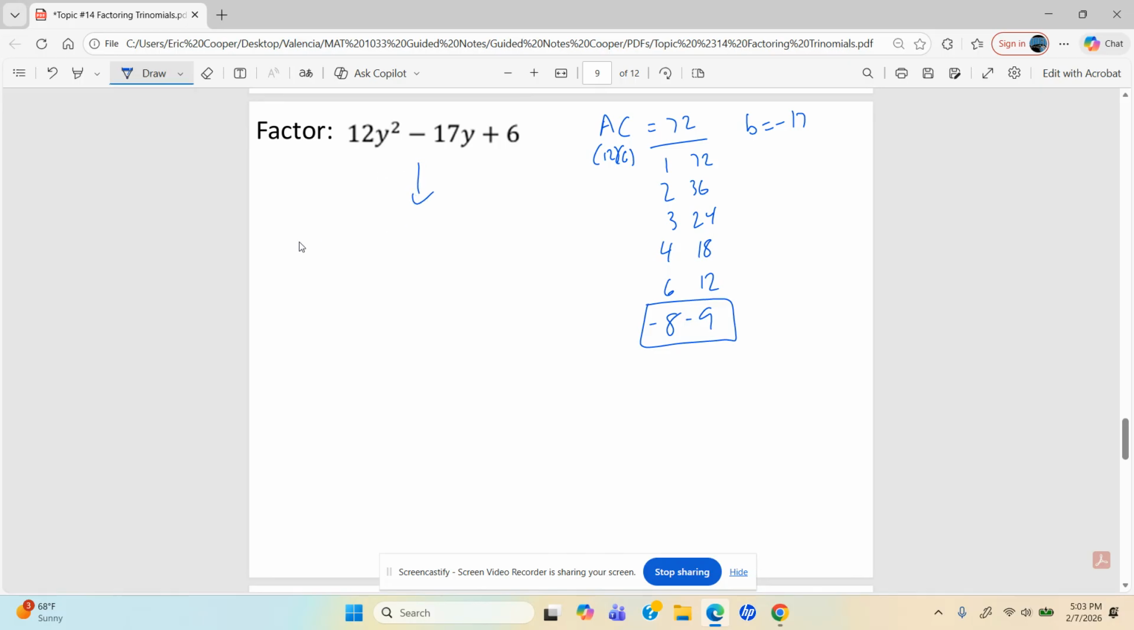When I go to rewrite it, I still have the 12y squared, but now I'm going to do it minus 8y, minus 9y, and then I'll add the 6 at the end.